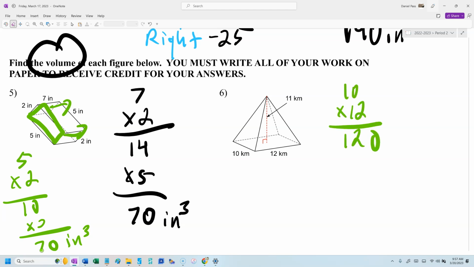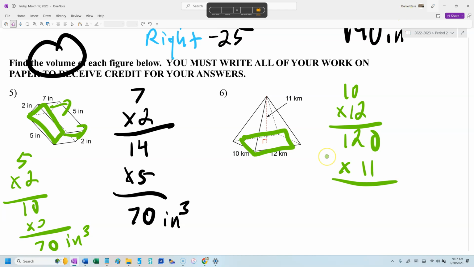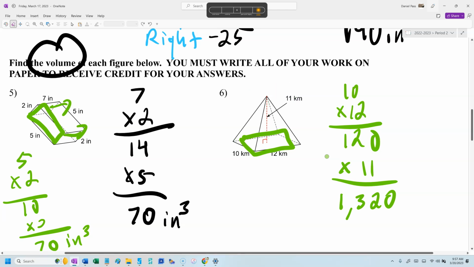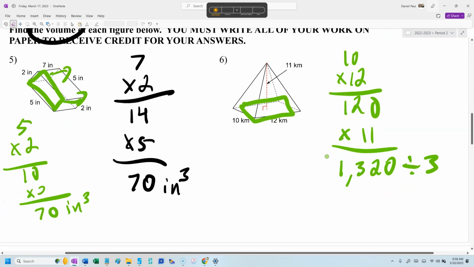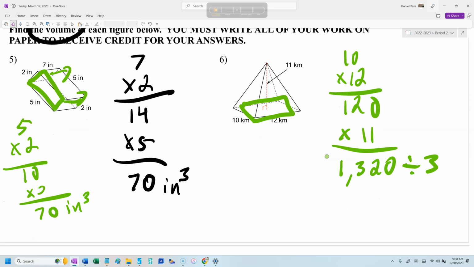Right, that is your bottom base. The height is 11, so it would be that times 11. Good, which is 440. Or sorry, no, that is 1,320. Divided now by 3. If it had been a box we wouldn't divide, but it's not a box. It's got the point on it, so we have to divide by 3, just like the water filled it up 3 times, right? Once we divide by 3, we get 440, which you said already. Kilometers cubed. Good job.